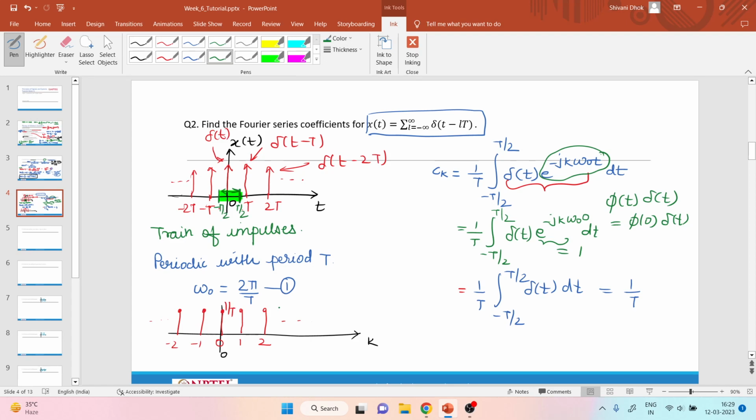Madam, here impulse means we can interpret as amplitude, right? In the Fourier series graph you have written k, that graph we can interpret as magnitude or amplitude. Yes, this Ck, if you consider, it is 1 by T. So if I consider magnitude of Ck, it is 1 by T, and if I consider angle of Ck, it is 0. So this is basically your magnitude of Ck and the angle is 0.